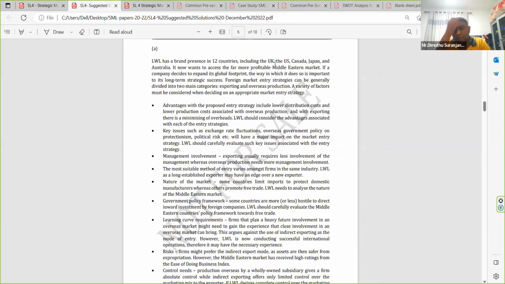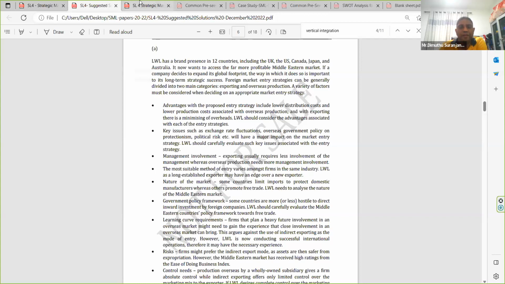LWL has a brand present in 12 countries, including the UK, the US, Canada, Japan, and Australia. Now we extract from the case itself. It now want to assess the far more profitable Middle Eastern market. If a company decides to expand its global footprint, the way in which it does so is important to long-term strategic success. Right? Foreign market entry strategies can be generally divided into two main categories: exporting and overseas productions. A variety of factors must be considered when deciding on an appropriate market entry strategy.